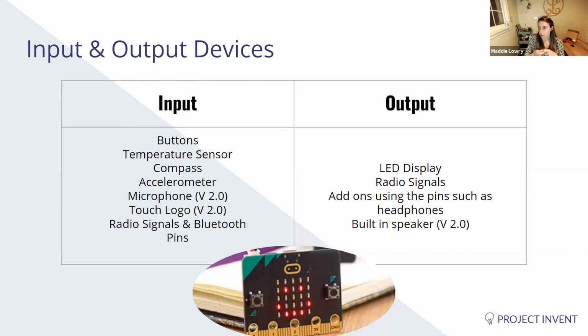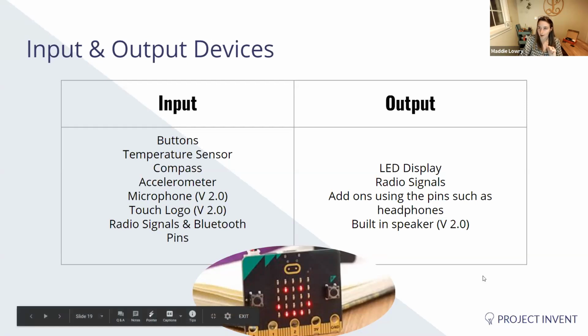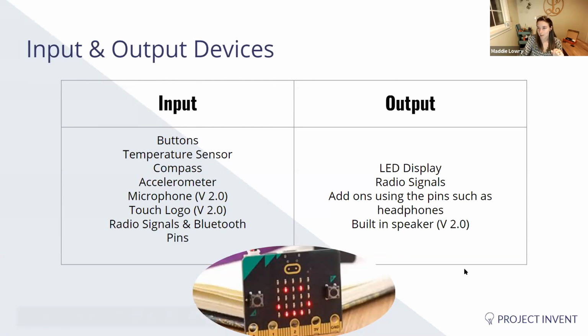Their outputs include, I couldn't list them all if I tried, because I'm going to show you how to link it to all of your other cool sensors that you can buy. But more readily, the LED display, the radio signals, like I said, they talk to each other. Add-ons that I'm going to show you, but the usual feature is trying to add on headphones. And then you don't have to do that with the version 2 because it now has its own speaker. All right, hopefully I'm not going too fast, but I was trying to get through kind of the nitty gritty so we can play.